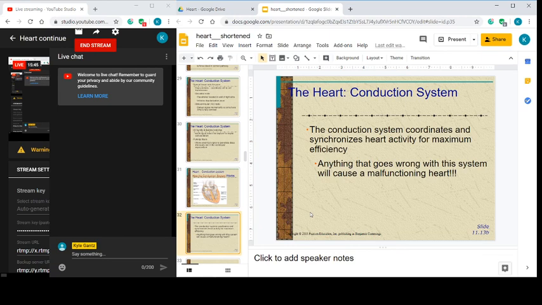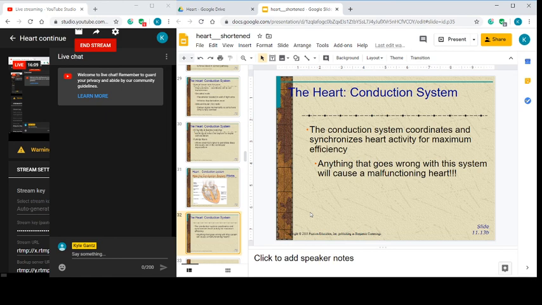So, this conduction system coordinates and synchronizes heart activity for maximum efficiency. Anything that goes wrong with this system will cause a malfunctioning heart. You can imagine if the SA node wasn't depolarizing like it should, meaning it wasn't starting a signal like it should, that would be a problem.